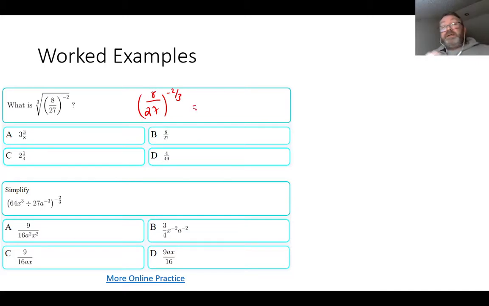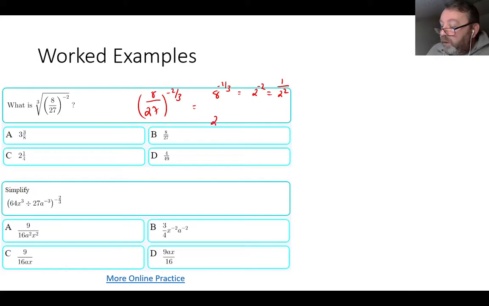Now, let's do this carefully. First of all, if I want to get 8 over 27 to the power of minus 2 over 3, I will take top and bottom separately. So I'm going to take, first of all, 8 to the minus 2 over 3. Let's see what that is. What's the cubed root of 8? The cubed root of 8 happens to be 2. So that becomes 2 to the minus 2, which, as we've already said, is 1 over 2 squared. So there's the top one done.